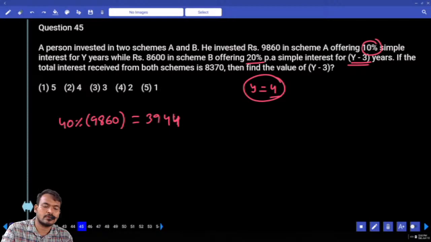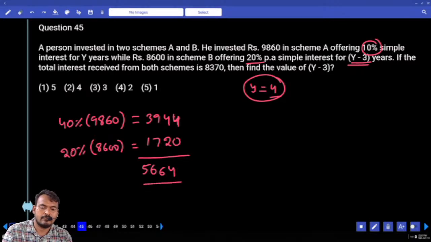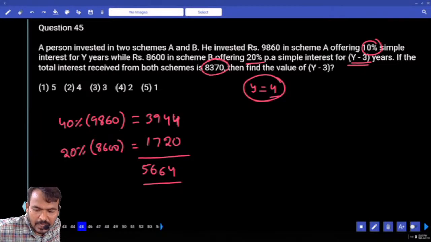What is the rate percent? 20%. 20% of which one? 8,600. What is the 10%? 860. 20% is 1720. Both are added, 5664. What is the interest given here? 8370. If we assume 4 years, we are getting how much? 5664. Okay, means both are in closer values.